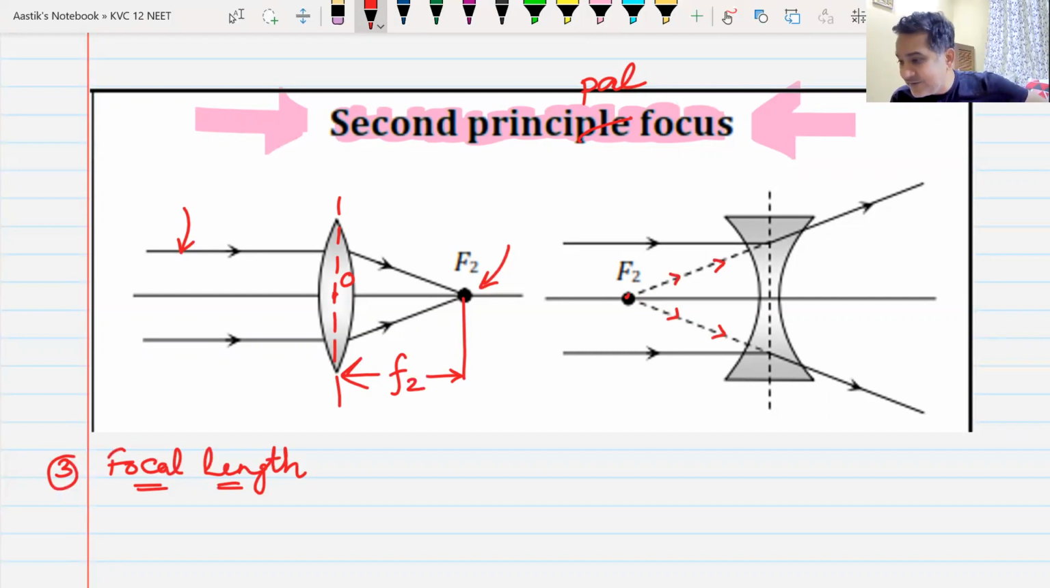Do we understand this? F2 is the second principal focal length. Distance of the second focus, the second principal focus, from the center of the lens or the optical center. Do we understand this? It will give me more confidence that we understand this.